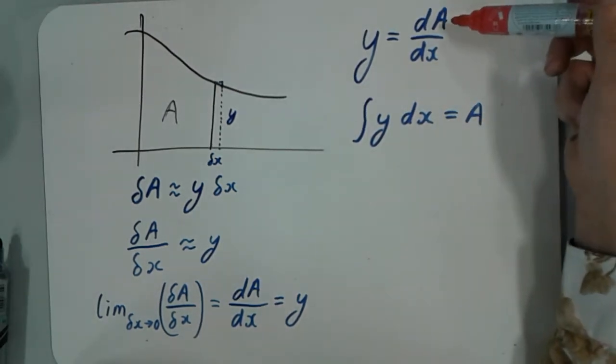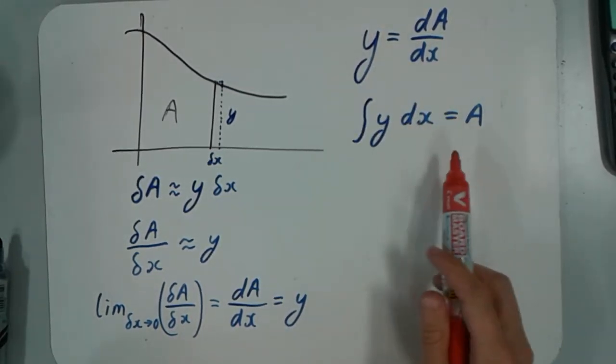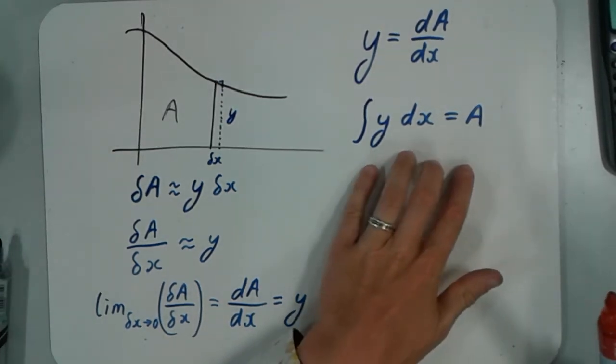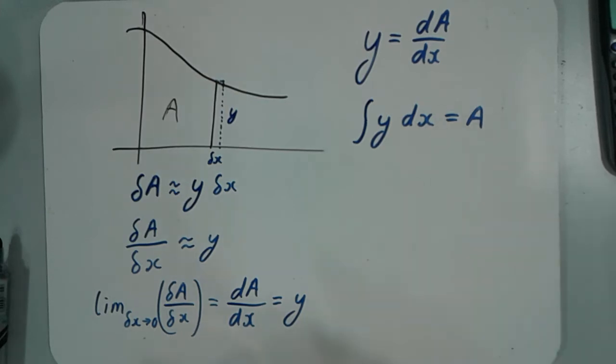It's a bit more complex than that. We're actually integrating both sides with respect to x. But essentially, if you think of it as a fraction, it can just help you understand what's going on here. So it's saying if you integrate the function y with respect to x, you will get the area. We'll have a look in the next video at how that works in practice.